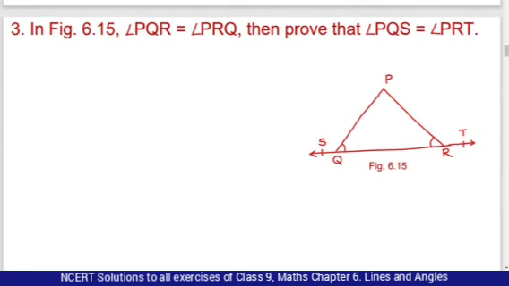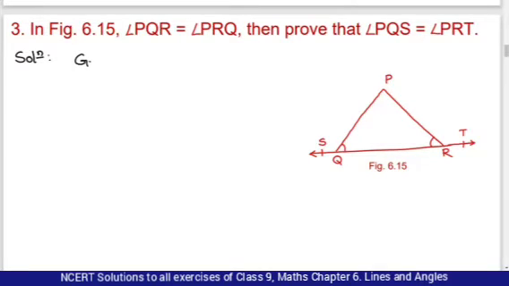Third question. In figure 6.15, angle PQR is equal to angle PRQ. Then prove that angle PQS is equal to angle PRT. Solution.